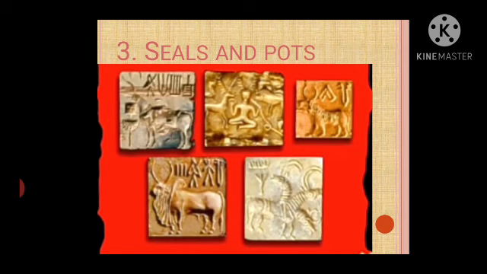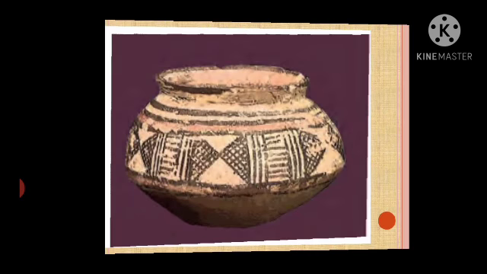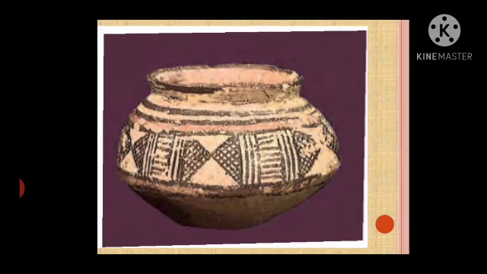Earthen pots of various types and shapes have been found at the excavation sites of the Harappan civilization. So you can see the earthen pots. There are red terracotta pots with patterns and designs in black color. Can you see the pattern which is drawn on this pot is of black color?